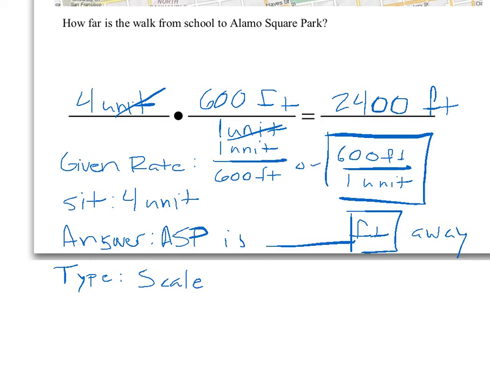Make sure you keep all those zeros. All right, so we get that it is 2,400 feet away.